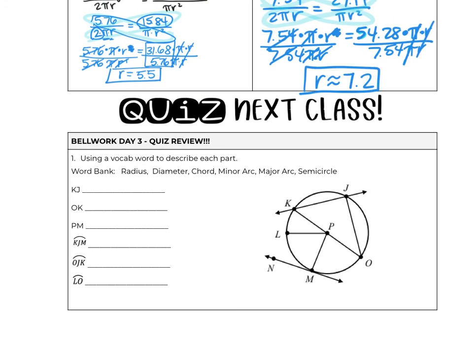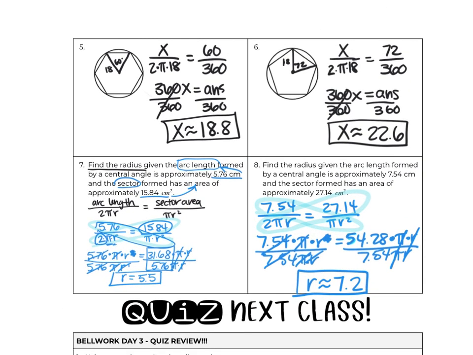Okay, you will have a quiz next class. The quiz review is at this page and the next page showing you what you're looking for. You will get your central and inscribed angle formulas, but you will not receive the proportion setup that we did today. So make sure you have a good understanding of that.